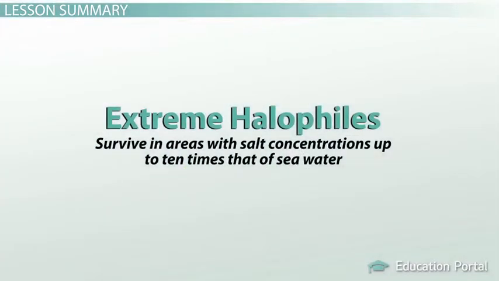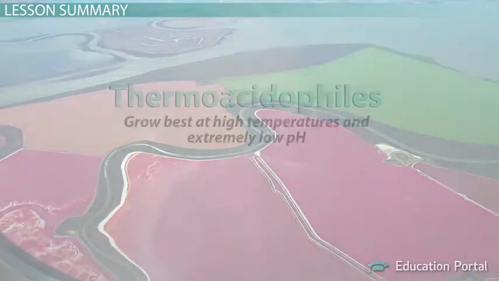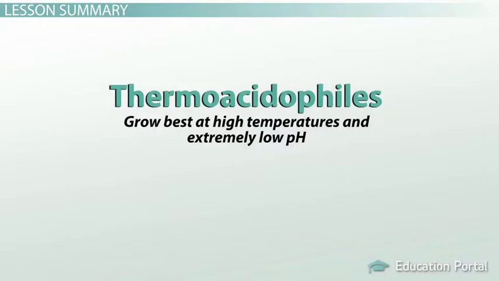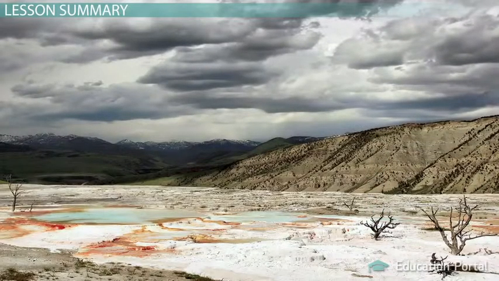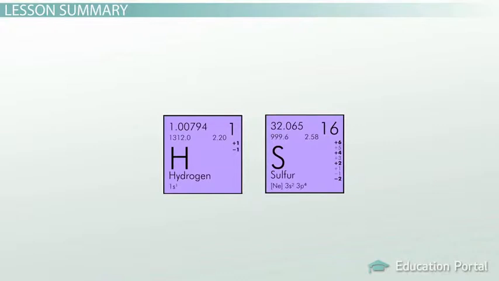Extreme halophiles are able to survive in areas with salt concentrations up to 10 times that of seawater. The Great Salt Lake and salt-preserved meats can contain halophilic archaea. Thermoacidophiles prefer environments with high temperatures and very low pH. Some species can survive below pH 0. Archaea can grow and generate energy using a variety of different metabolic tactics. Many archaea use inorganic substances like hydrogen gas and sulfur for growth.